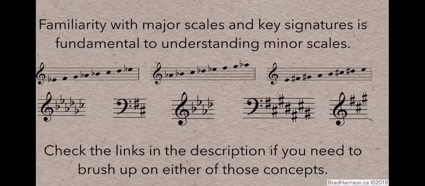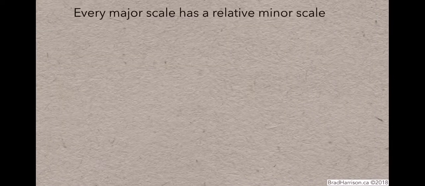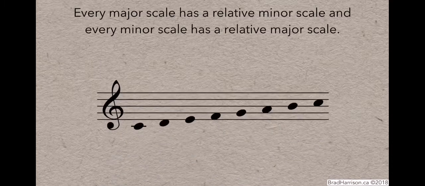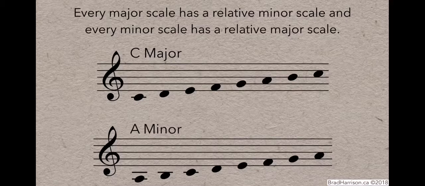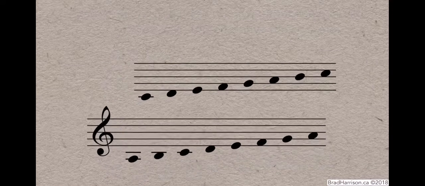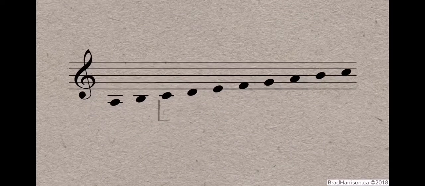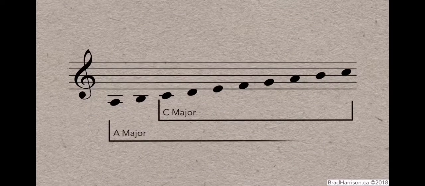Major and minor scales are so closely related that we say that every major scale has a relative minor scale and every minor scale has a relative major scale. Consider C major and its relative minor scale, A minor. Notice that they're built using the exact same notes. In fact, if we arrange the notes like this and combine the scales, it's clear that they're basically the same scale, just starting in a different place.